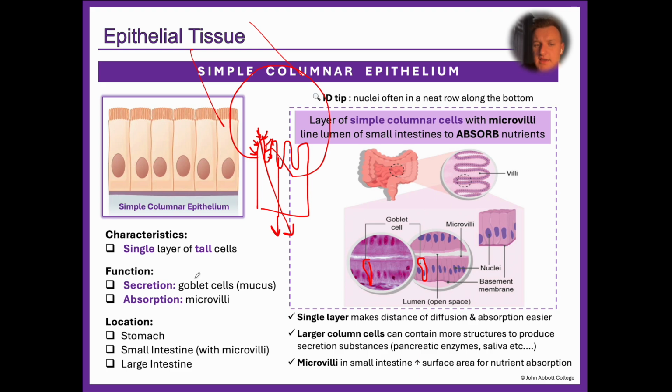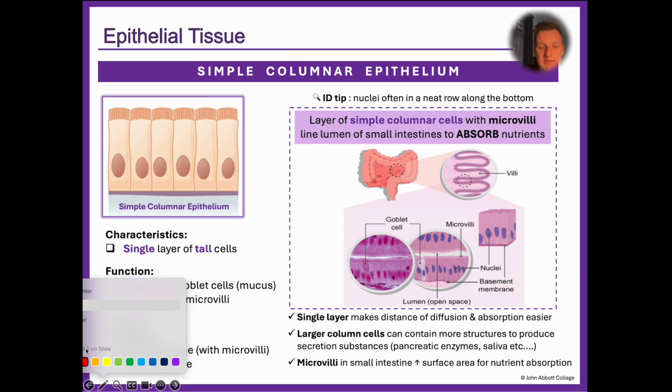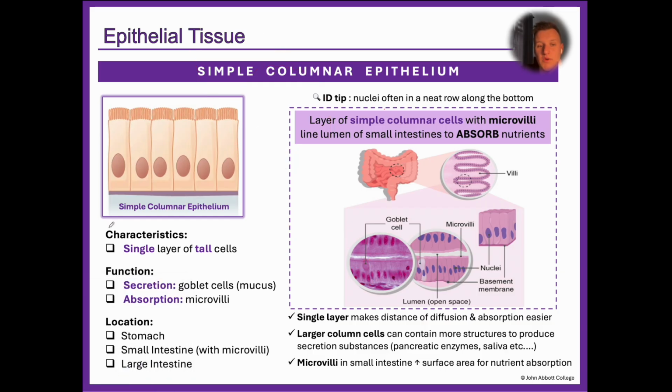So all this to say, maybe I confused us a little bit, but what I wanted to get to was that when you have a simple columnar epithelium, simple means there's a single layer. So it makes the distance of diffusion and absorption easy. In the small intestine, we need to absorb things in. If it was a thick stratified layer, that wouldn't be good. We wouldn't be able to absorb our food well, and we'd have malabsorption.